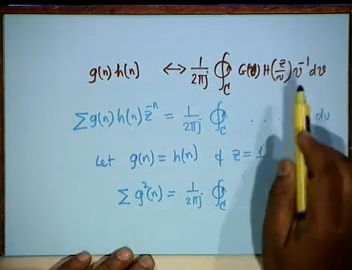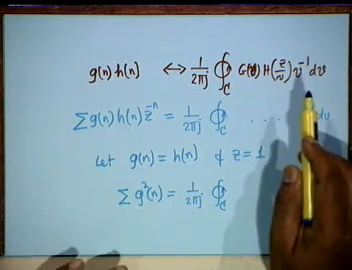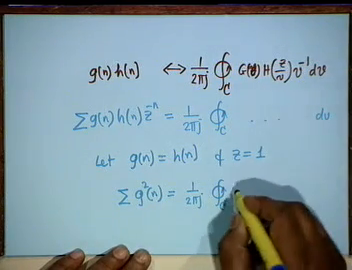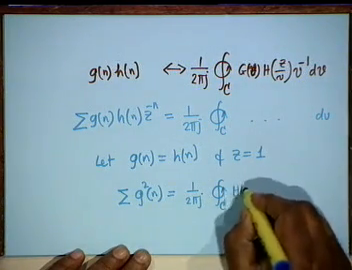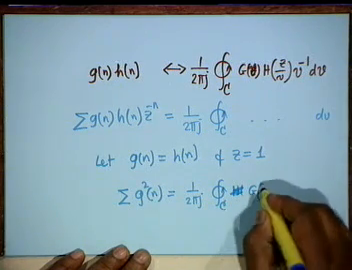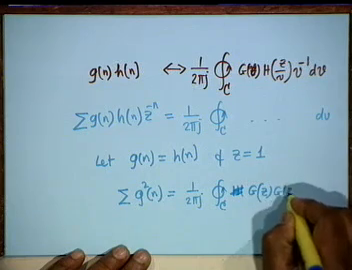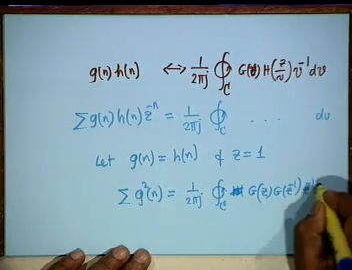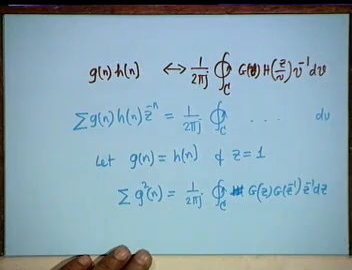Since V is a dummy variable, we can as well change it to Z. So I can write this as H of Z, or let us take G of Z inverse dz. Agreed?